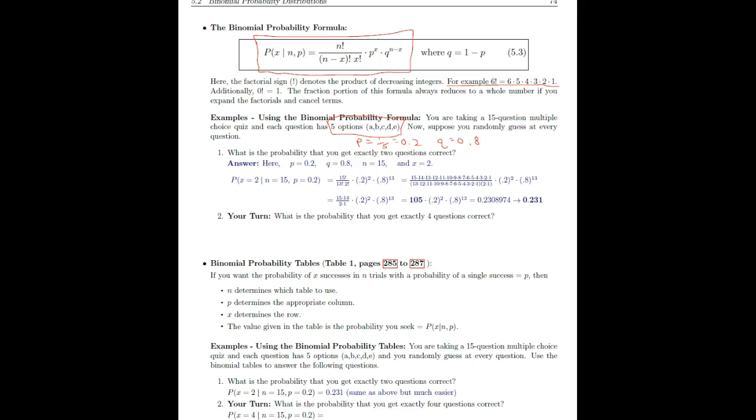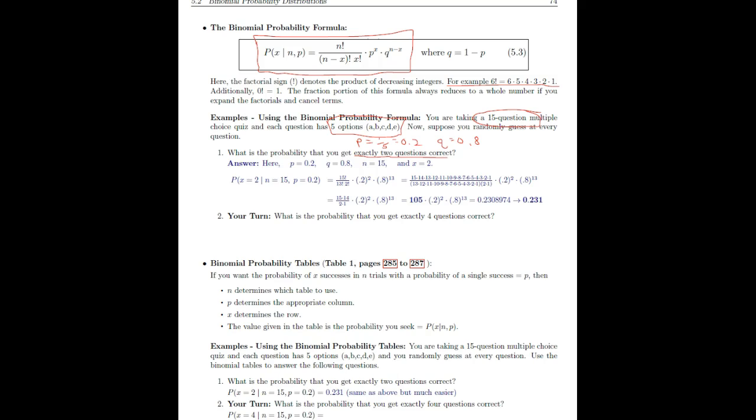Okay, so we have p is 0.2, q is 0.8, n, which is the number of trials, is how many times you're going to be guessing over and over again, which is 15 times, and x is the desired number of successes, which we're interested in exactly 2 questions correct. So you plug these 4 numbers into this big formula up here, and you're going to get n factorial, which is 15 factorial, divided by n minus x factorial.